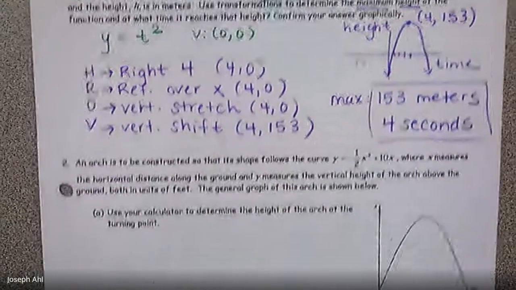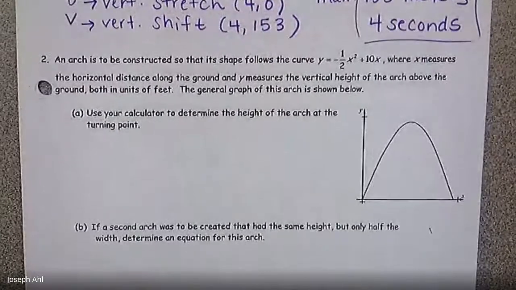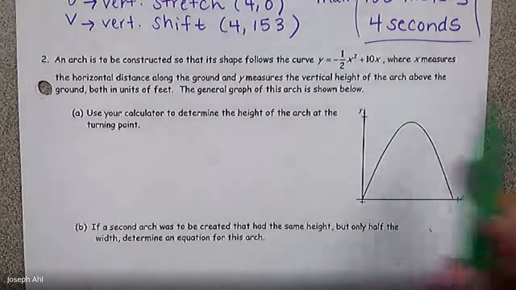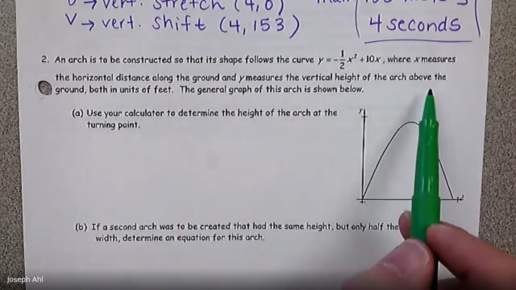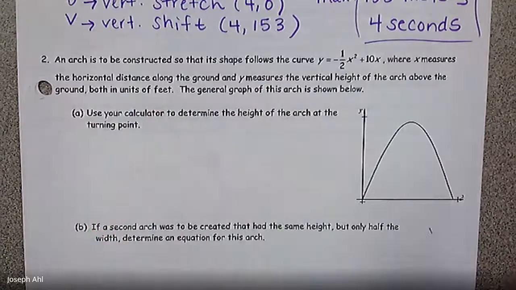All right, let's see if we can move on to number 2 and take a look at an archway in the shape of a parabola. Why not, right? I see some parabolic archways sometimes in the world. All right, so we have the equation y equals negative 1/2 x squared plus 10x, where x measures the horizontal distance along the ground and y is the vertical height that the arch is above the ground.